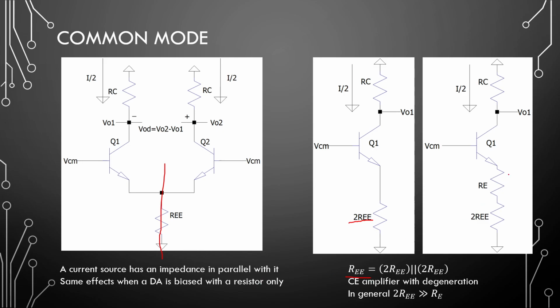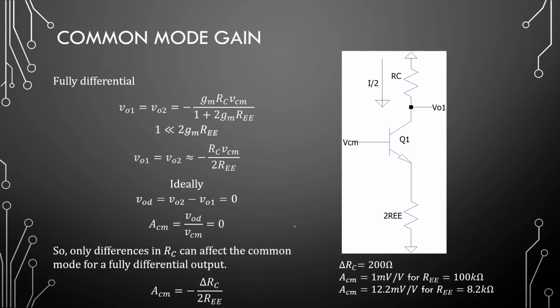Note that with the degeneration resistor, the 2 needs to be added, but in general, the emitter resistor is much smaller than the resistance of the current source. So to make your maths easy, you can just neglect the effect of the small emitter resistance that's being added to calculate your common mode gain.